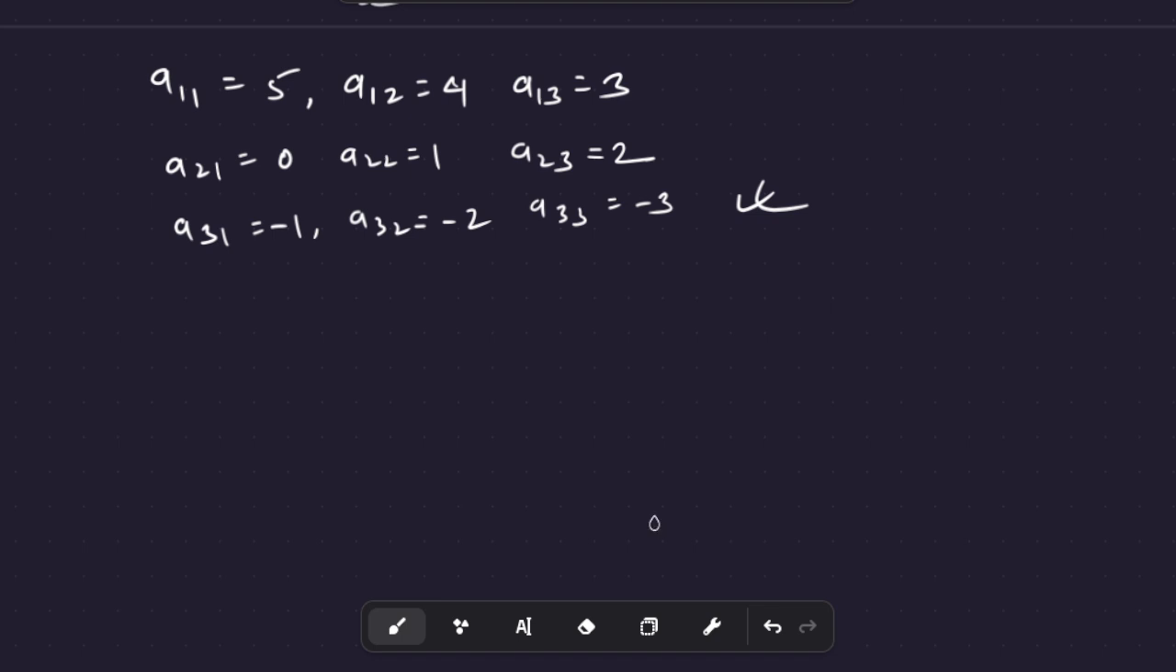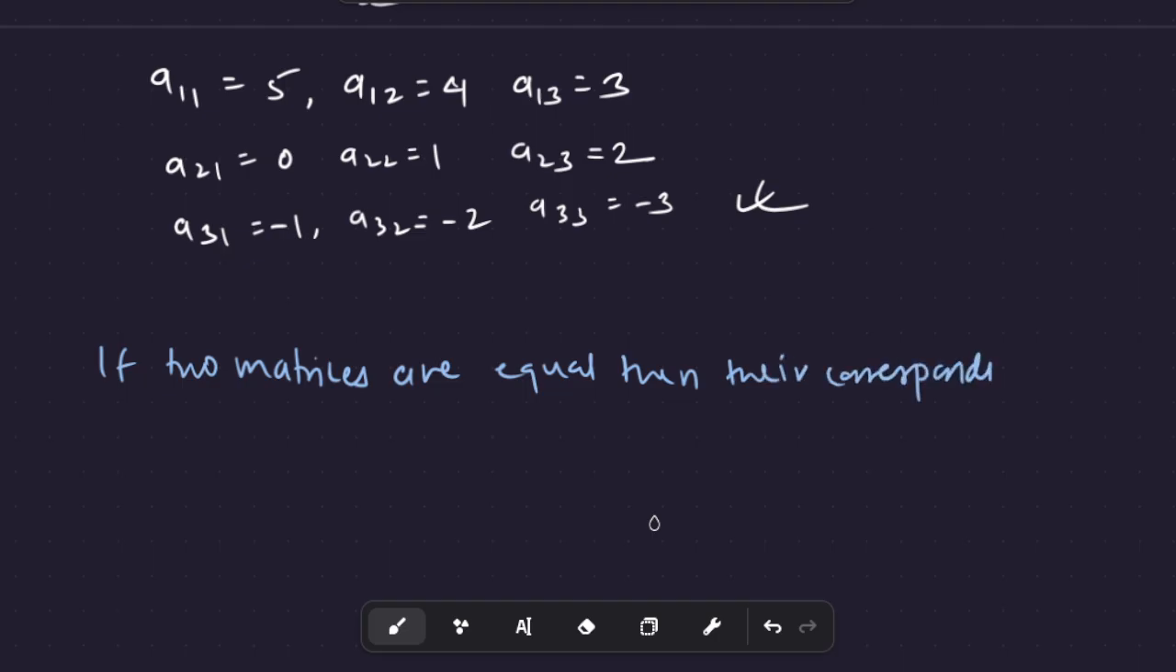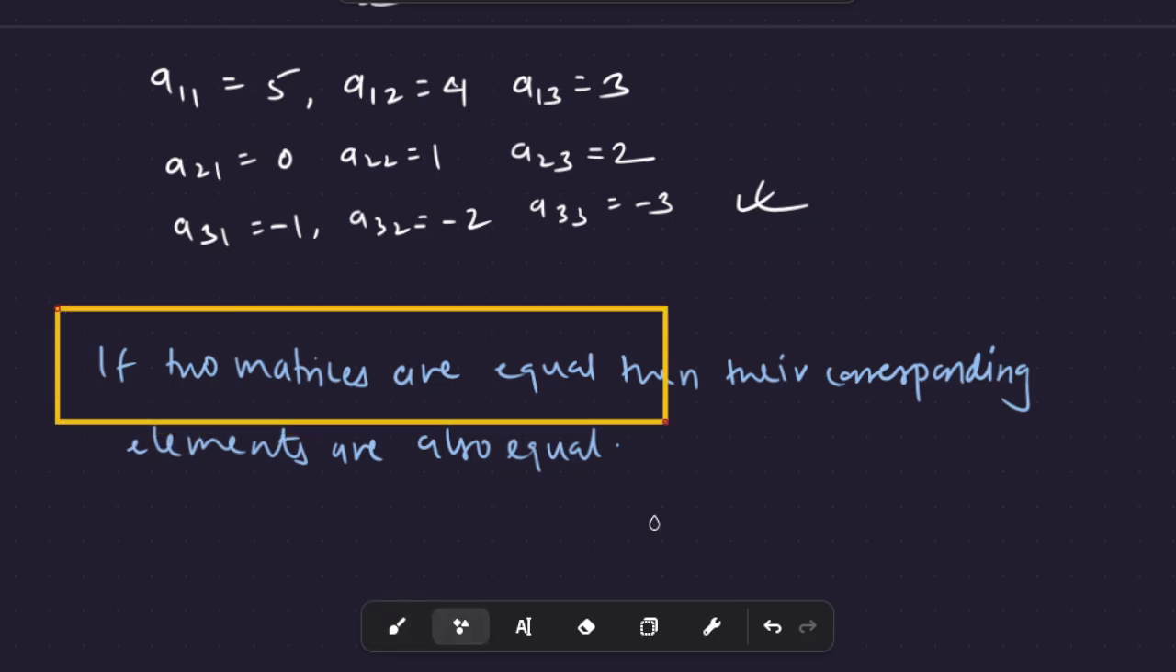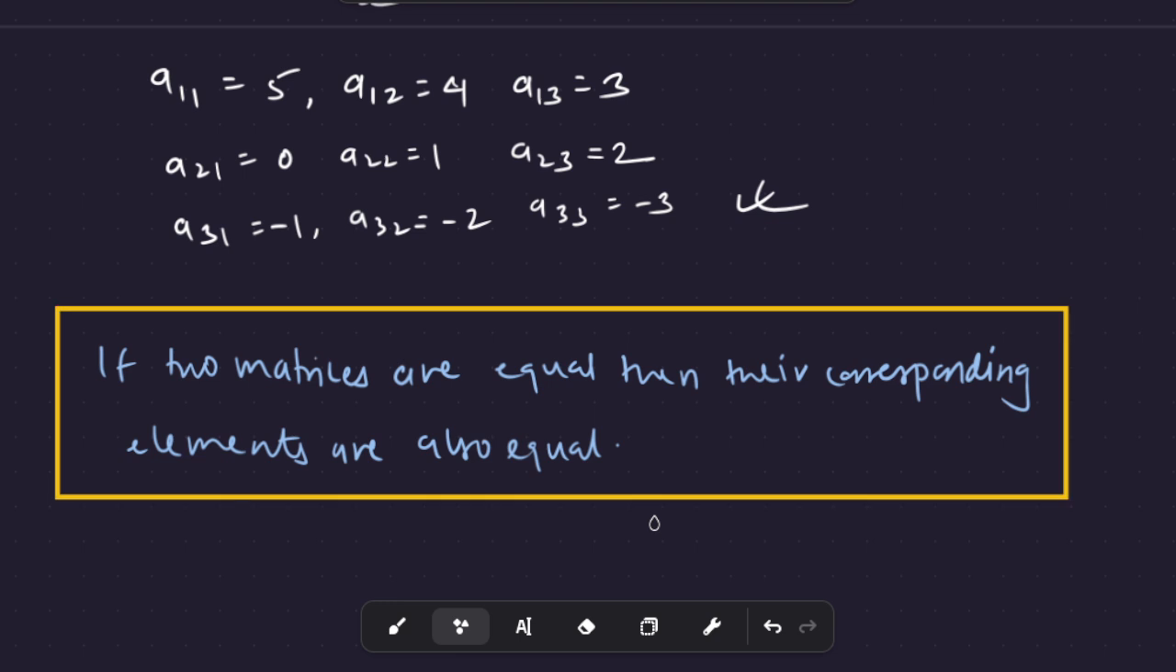-2. A33? -3. Okay, so whenever two matrices are equal, then we can equate their corresponding elements. This is the key concept of equal matrices. If two matrices are equal, then their corresponding elements are also equal. Okay.